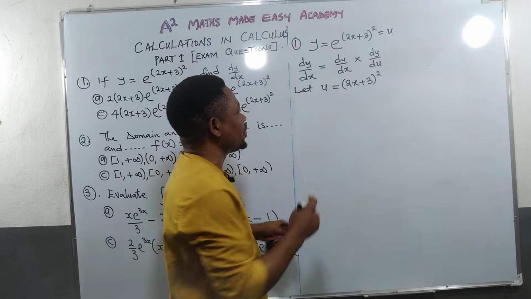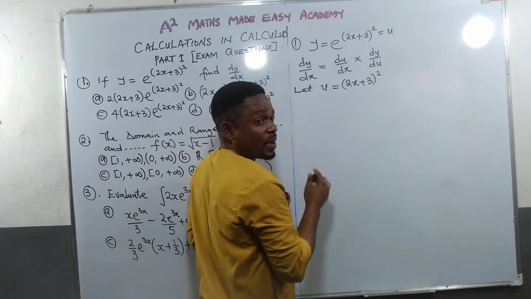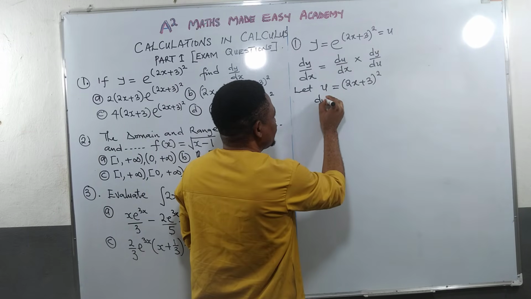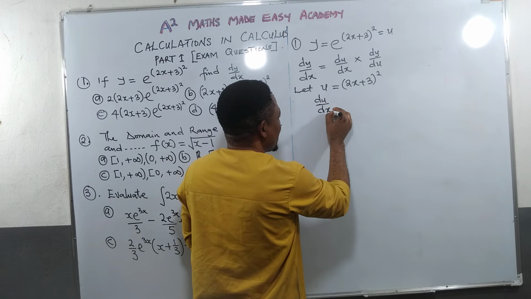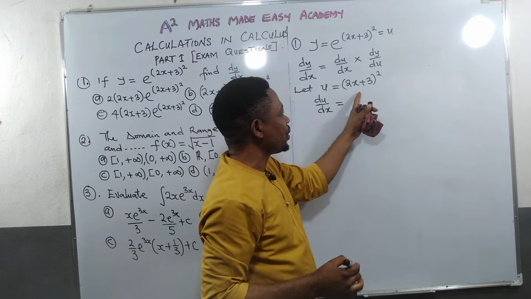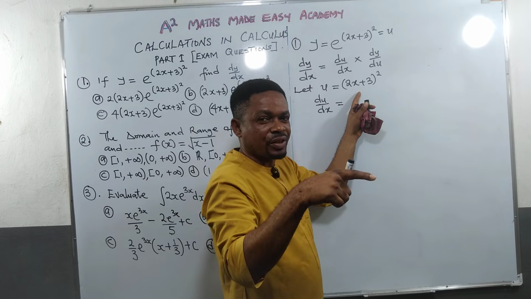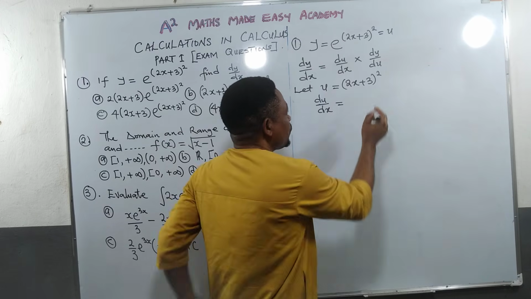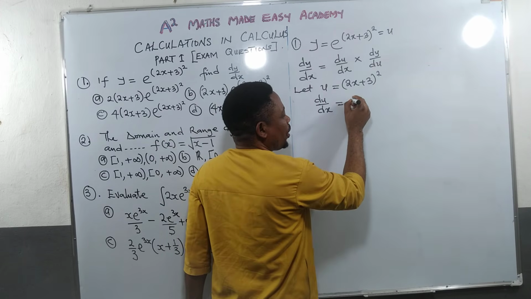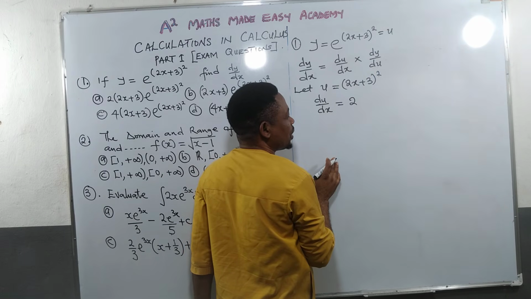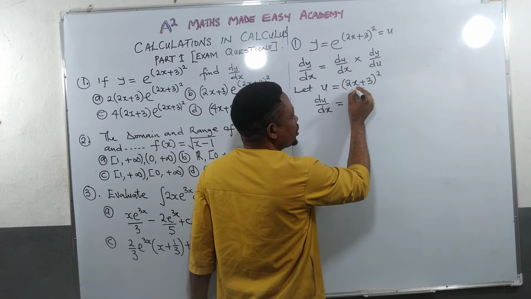So my target now is to differentiate u with respect to x. I will now have du over dx. Are you with me? Now how do you differentiate this? Normal differentiation. I want to teach you something. The first thing is to consider the power. What is the power? 2. I will now put down 2. The second thing is to differentiate this base.